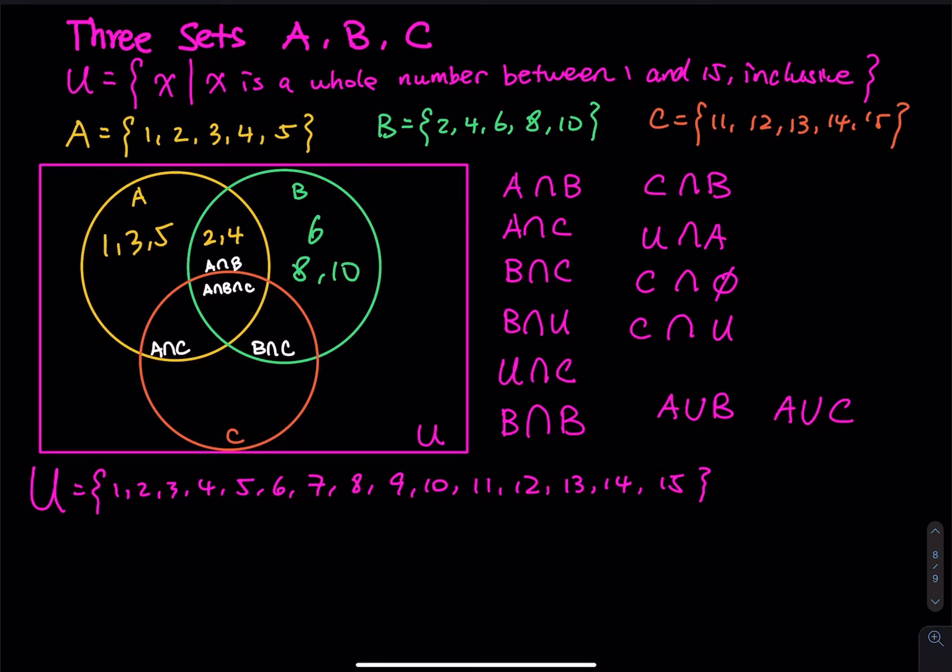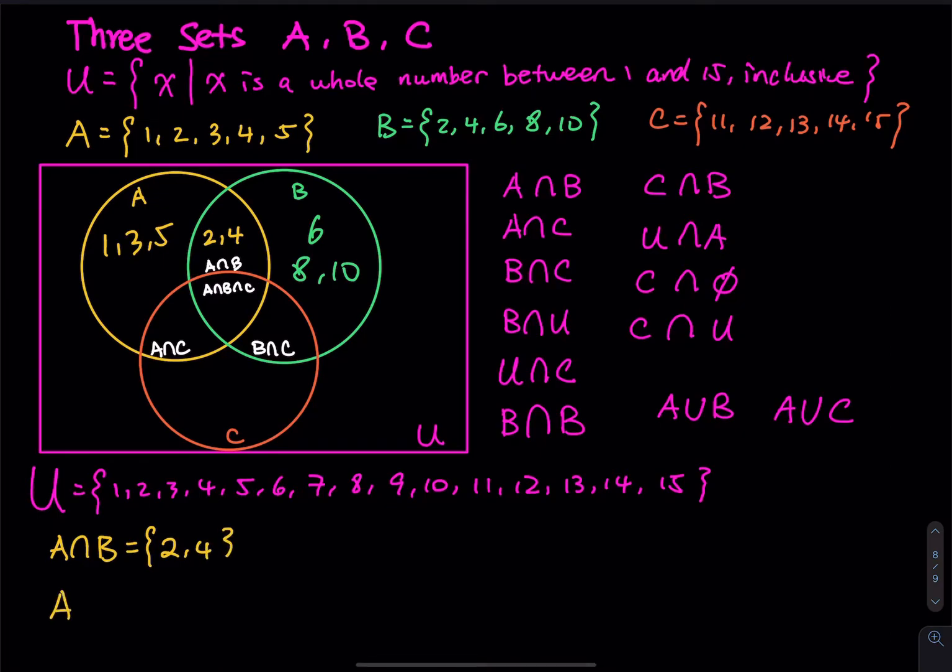Okay, and then the next one is A intersect C. So A and C, what do they share in common? Oh, by the way, the A intersect B, let me just write down. A intersect B, so this is a set. We have 2 and 4 in there.